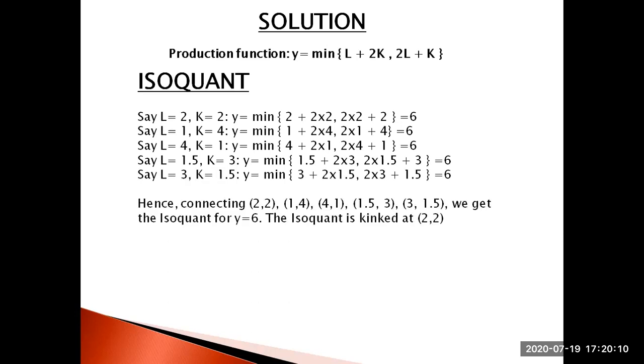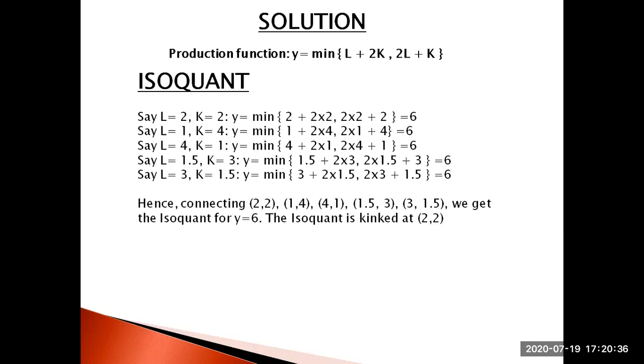So I have certain inputs taken into account. So let's say we have a case where we have taken 2 units of labor input, 2 units of capital input. So according to my production function, my total output will be minimum of 2 plus 2 times 2 and 2 times 2 plus 2. So what I've done is I have replaced L equal to K equal to 2 in my production function, and I find out that my output production will be 6 units.